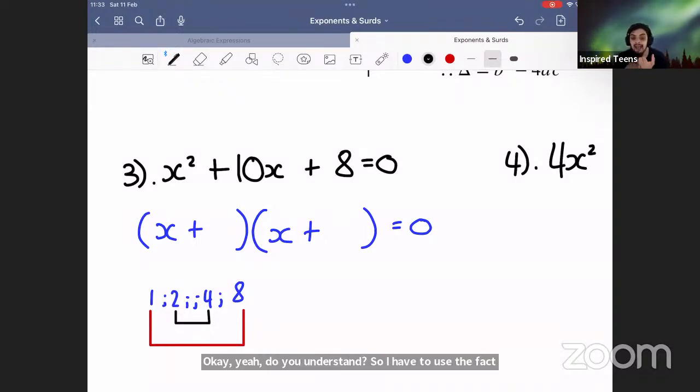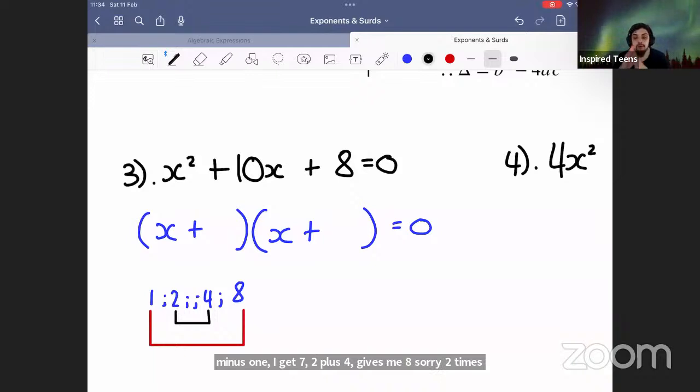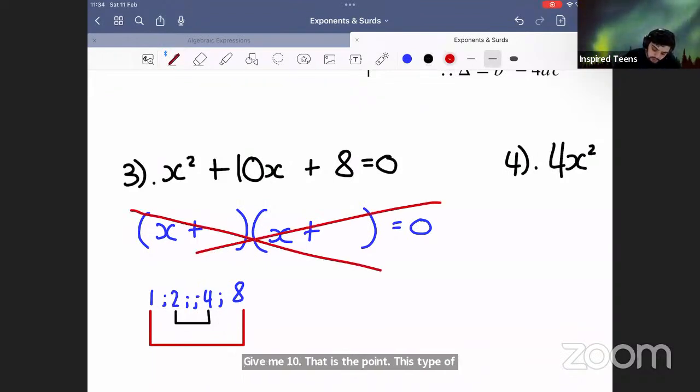1 and 8 can give me 9 or 7. If I say 1 plus 8, I get 9. If I say 8 minus 1, I get 7. 2 times 4 gives me 8. Sorry, no, we're adding and subtracting. 4 plus 2 gives me 6, or 4 minus 2 gives me 2. None of them give me 10. That is the point. This type of factorization is not going to work.